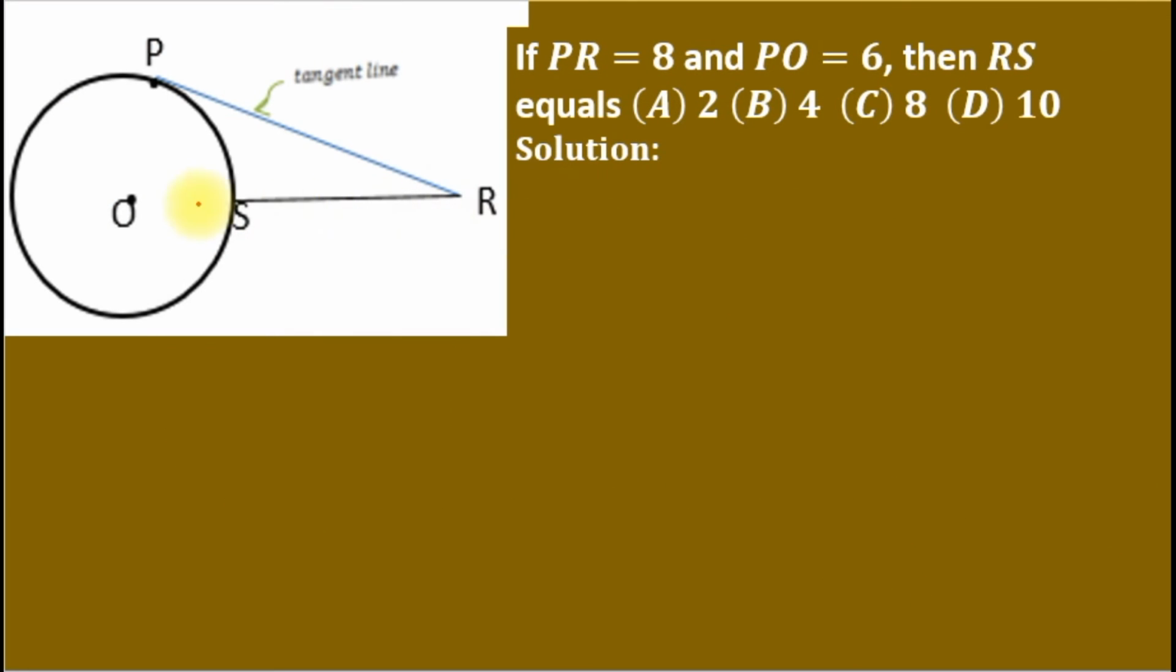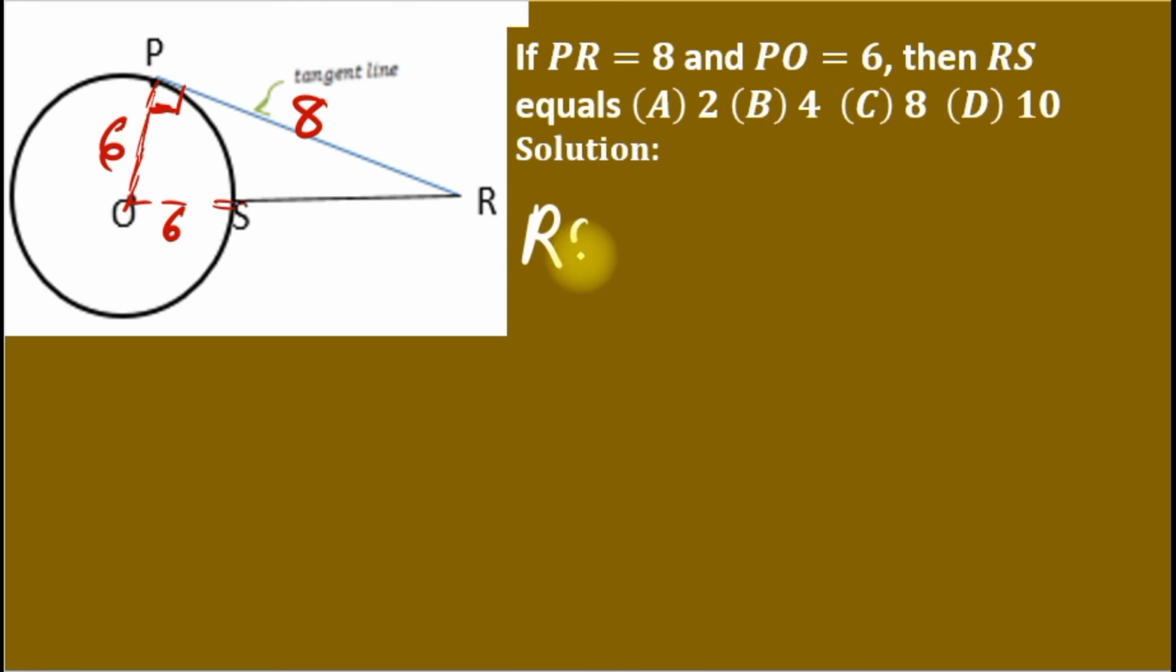We are given the diagram. If PR is 8, so the tangent, as you can see, this is the tangent line, is 8, and PO is 6. PO, this is the center of the circle. So since this is the center, OP is the radius. The radius is 6. And you know the relationship between the radius of a circle and a tangent line, they're always perpendicular. So this must be 90 degrees. So let's finish up this. This is also the radius, because this is the center. This is 6. So we'll form a right angle triangle.